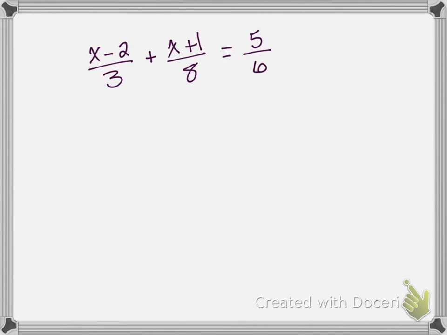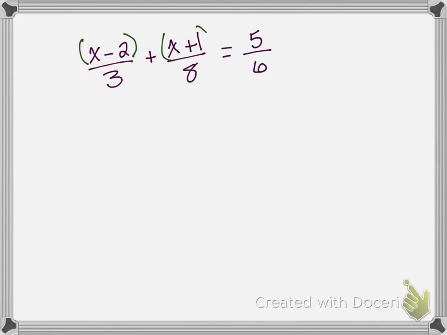So here I have (x minus 2) over 3 plus (x plus 1) over 8 equals 5 over 6. Now, in order of operations, who can tell me the different kinds of grouping symbols we dealt with? What's the most famous grouping symbol? Parentheses. What's another grouping symbol? Brackets. And what's the third one that we don't always think about? Fraction bar.